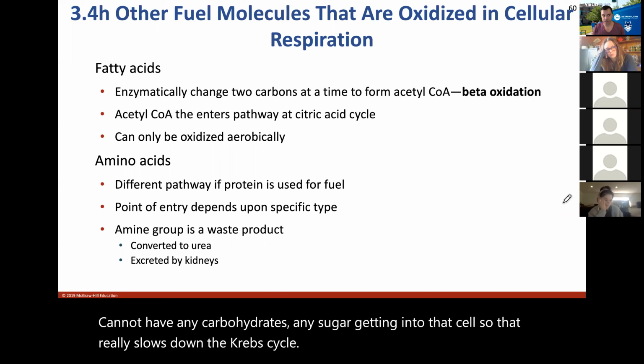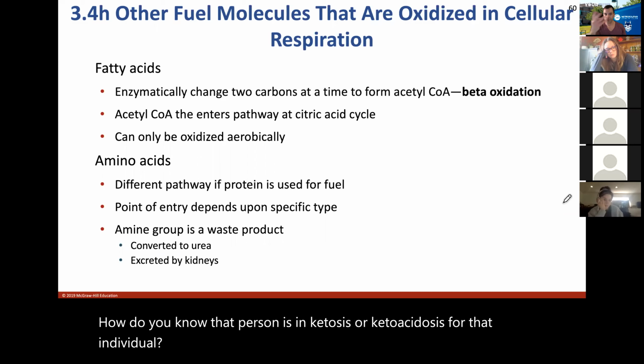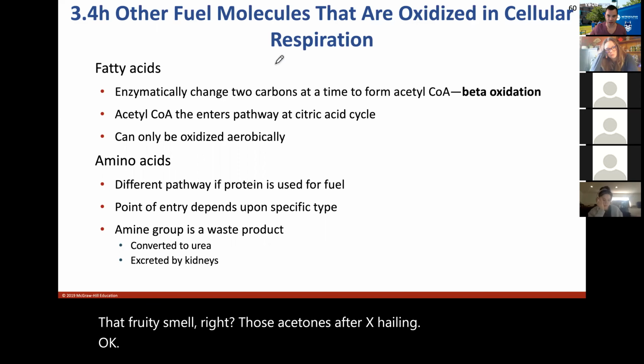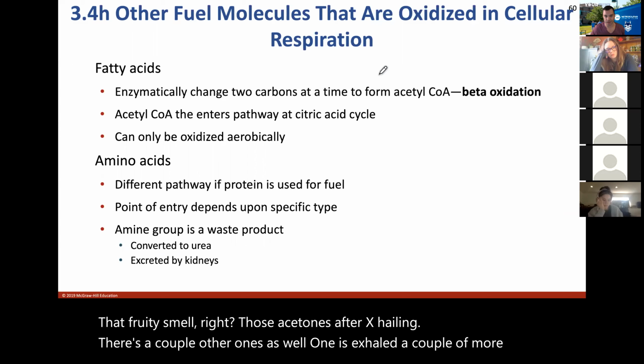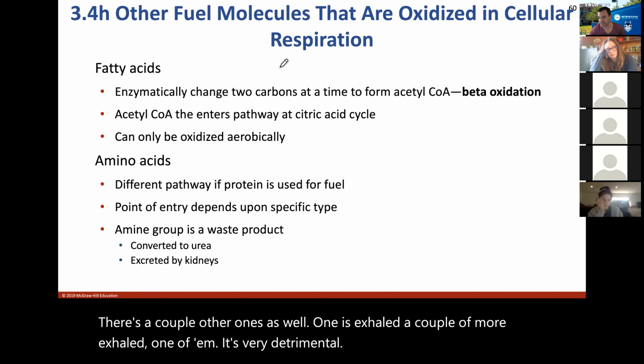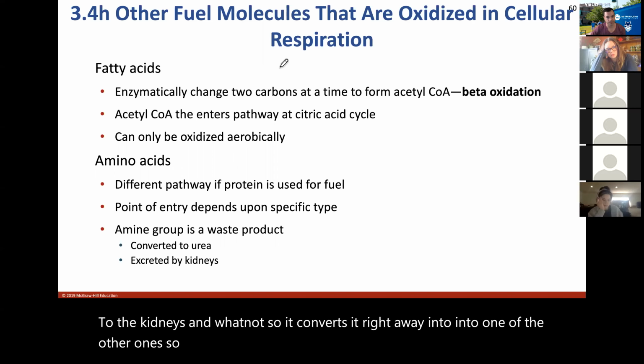How do you know that that person is in ketosis or ketoacidosis? That fruity smell, right? Those acetones that they're exhaling. There's a couple other ones as well. A couple of them are exhaled. One of them is very detrimental to the kidneys and whatnot, so it converts it right away into one of the other ones. So yeah, when you're type 1 diabetic, it's easy to get that.